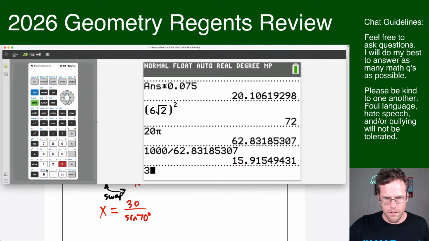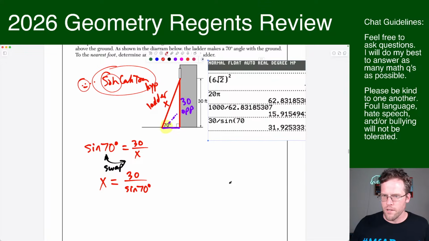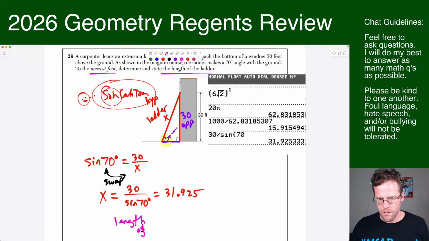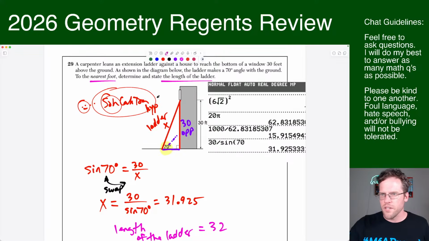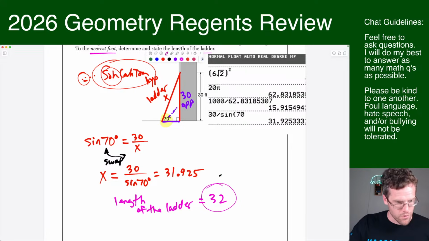So 30 over sine 70 is this number here. So this is equal to 31.925. But be careful here. Determine to the nearest foot the length of the ladder. So I'll just say here, the length of the ladder equals 32. Is it feet? Yeah, feet. You could say feet, but don't risk writing the units. If you write the wrong units, you lose.